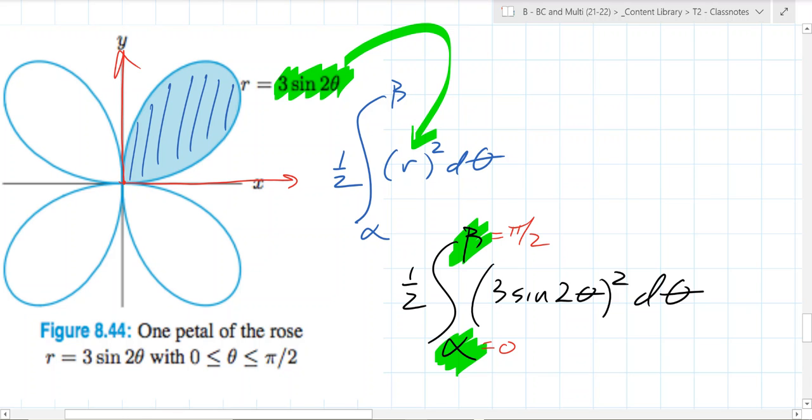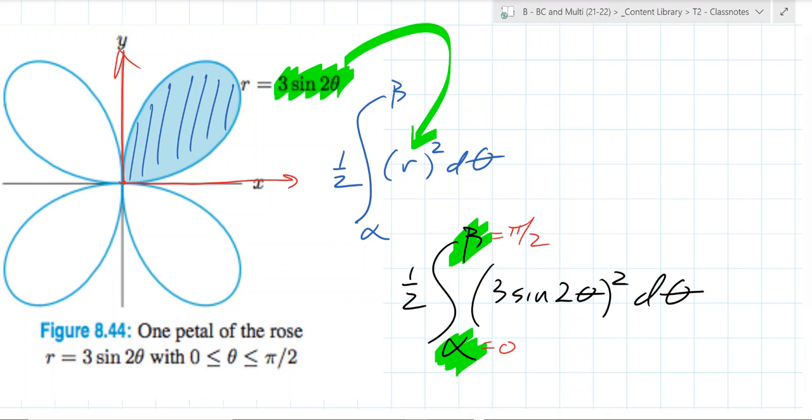You could plug in 0. What's sine of 0? 3 times 0 is 0. So are you at the origin? Yes. Plug in pi over 2 into this. What's 2 times pi over 2? Pi. What's sine of pi? 0 squared is 0. You're back at the origin.